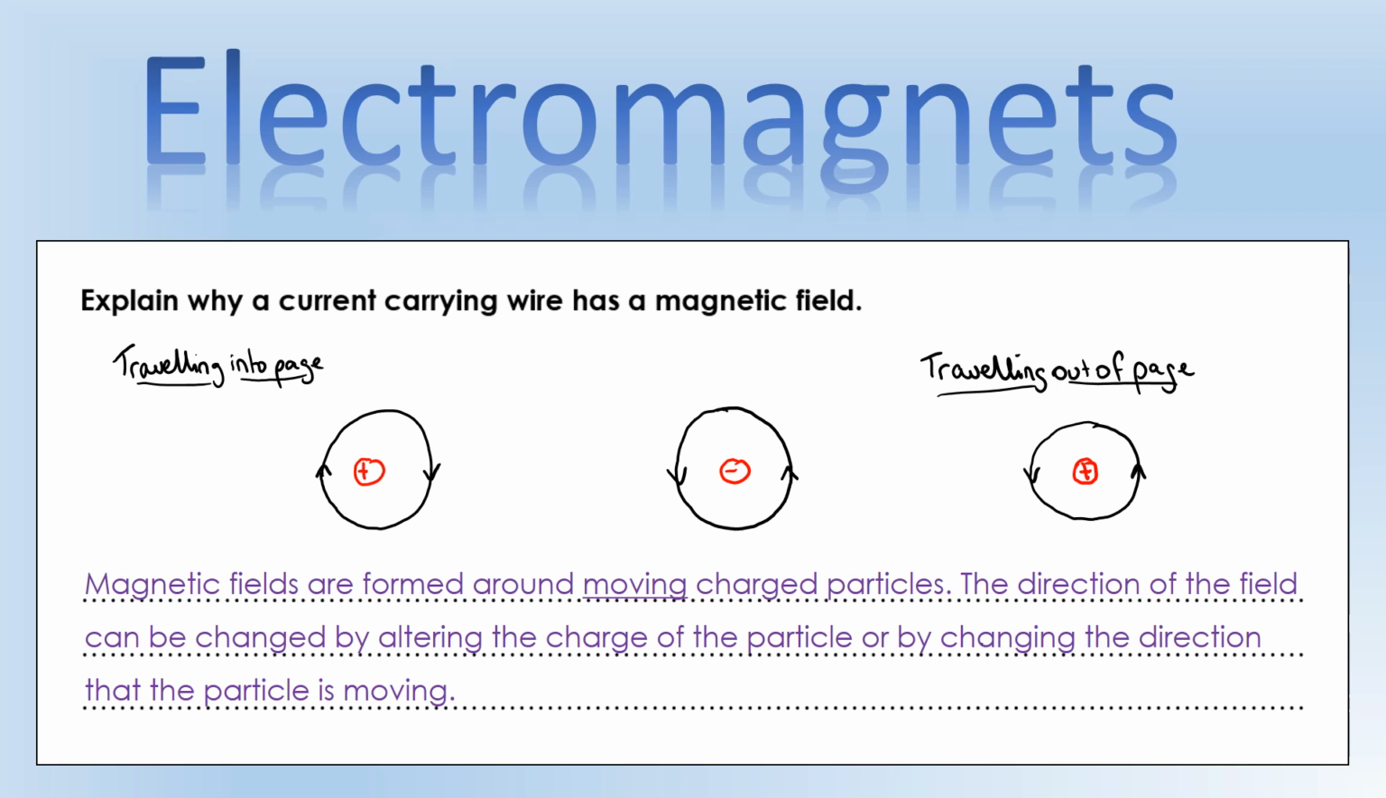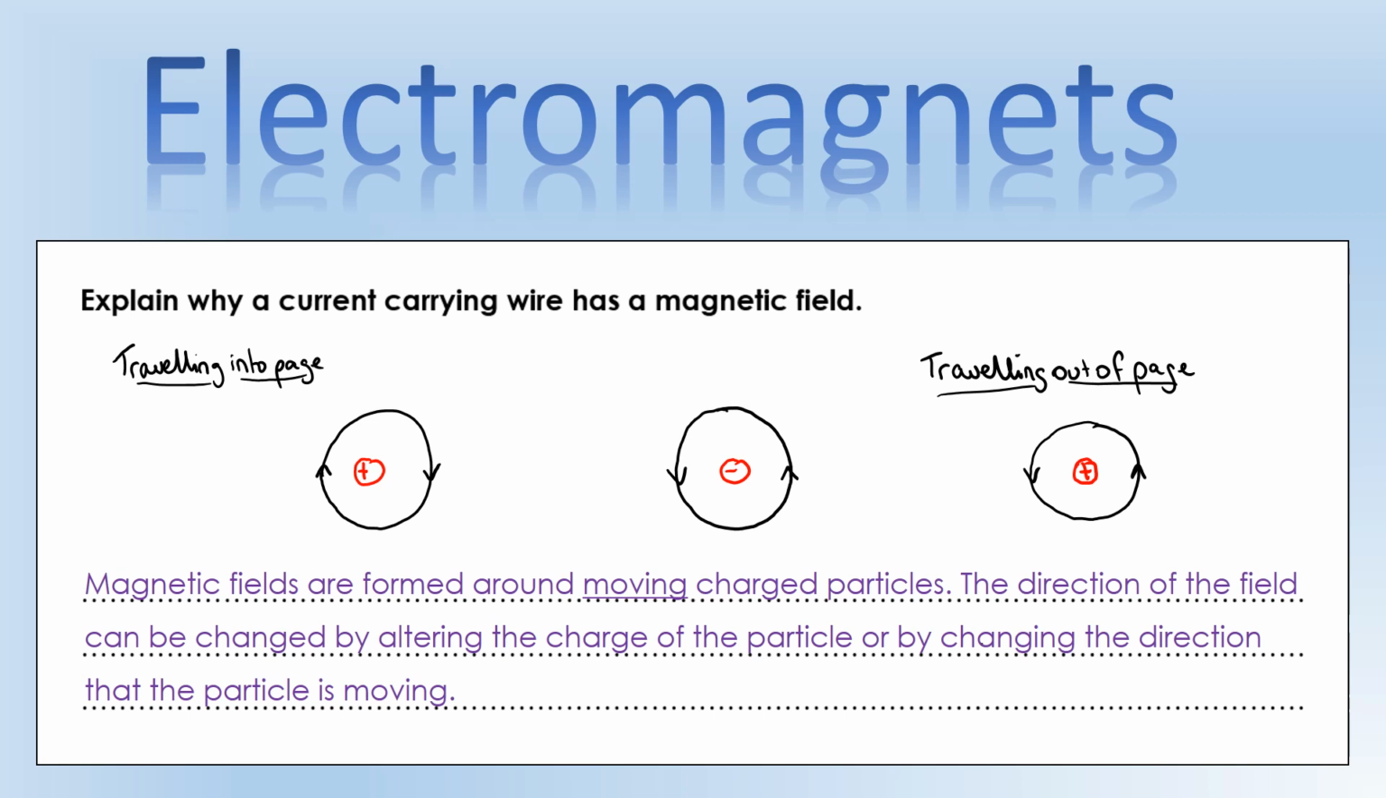Okay, so first of all, let's look at why a current carrying wire has a magnetic field, because the wire by itself doesn't have a magnetic field. So let's step back a second and look at charged particles themselves.